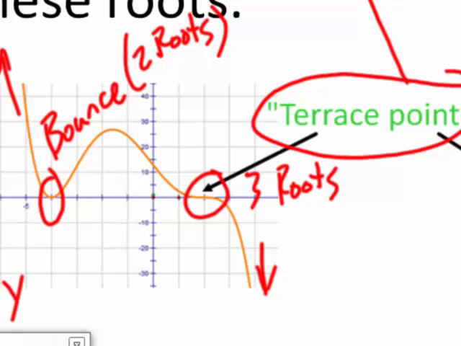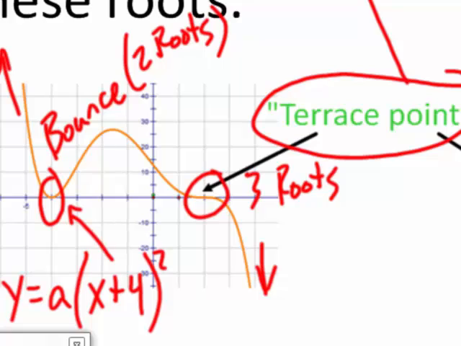If I wanted to write this in factored form, I don't know the vertical stretch yet, but I could say x minus negative 4, x plus 4 for this bounce, and that's squared because 2 roots are occurring. And then here we have a x minus 2, right? And that's cubed because it's a terrace. It occurs 3 times. That root occurs 3 times. That's the trick there.